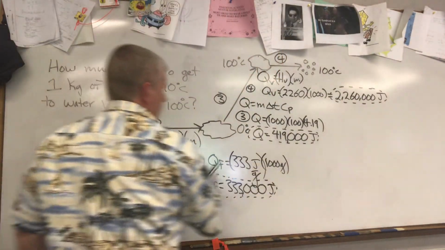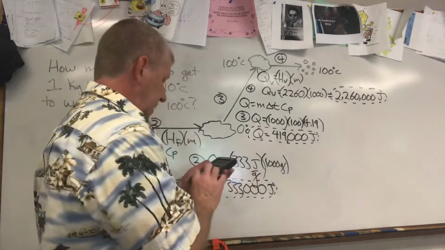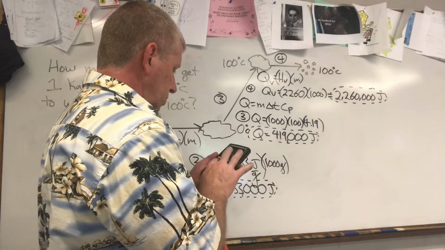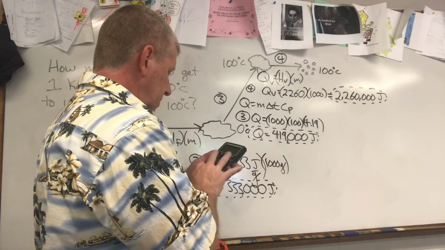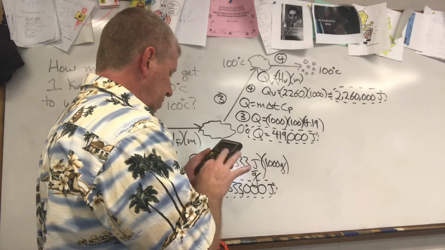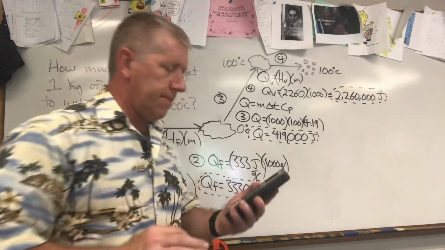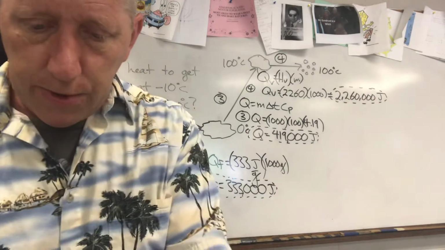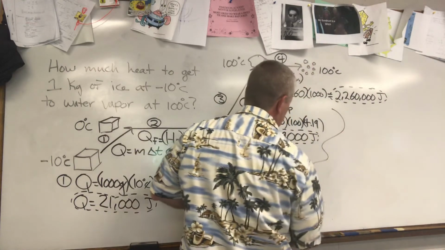Add these 4 numbers up and we're going to get the answer. So let's do that. Okay, 2,260,000 plus 4,190,000 plus 3,330,000 plus 21,000. Boom! All right, 3,033,000. So 3,033,000. We add all of this stuff up.